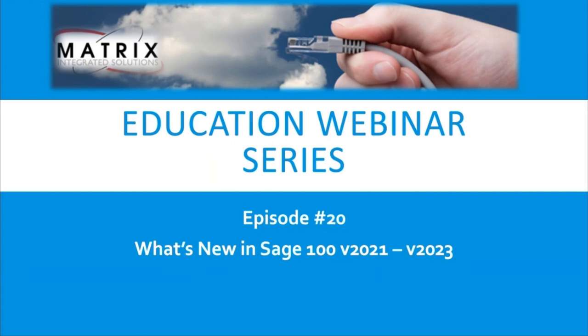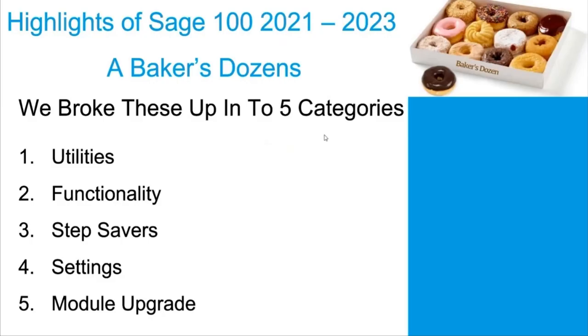So this is episode 20. We're going to talk about what's new in Sage 100 for version 2021 through 2023. And we've kind of broken this up into categories. So Dave, do you want to show those categories for us? So we kind of looked at the list of stuff, and we broke it down into a baker's dozen. So kind of keeping it light for us today. And we broke it up into 5 categories altogether.